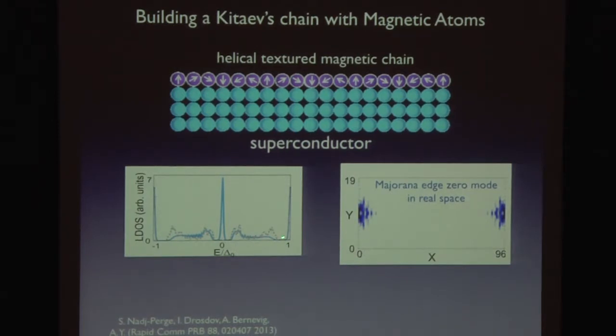These are the Shiba states in the middle. Well, this was calculated just looking at the edge. So this is at the edge, this is in the middle.